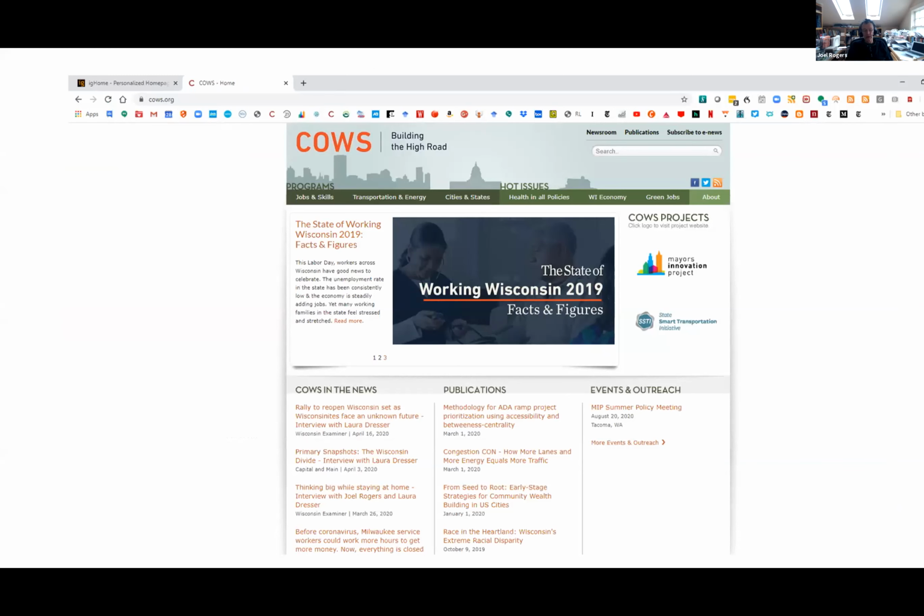There's also the site for my organization. If you don't know it already, you should check it out, cows.org. It's pretty easy to remember. And we are building the high road. I mean, that's what we've been doing for 30 years, since we were founded in late 1990. And we put out a bunch of publications. Anyway, check it out and see. There's a lot of instructional material in all three of those sites.